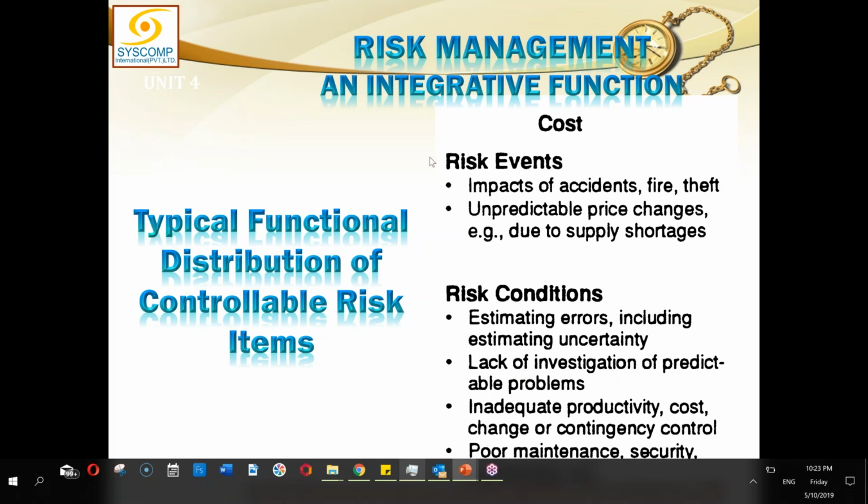As far as cost is concerned, risk events could be impact of accidents, fire or theft, unpredictable price changes or price hikes due to supply shortages or whatever. Risk conditions could be estimating errors, including estimating uncertainty, lack of investigation of predictable problems, inadequate productivity, cost changes and contingency control, poor maintenance, security, etc.